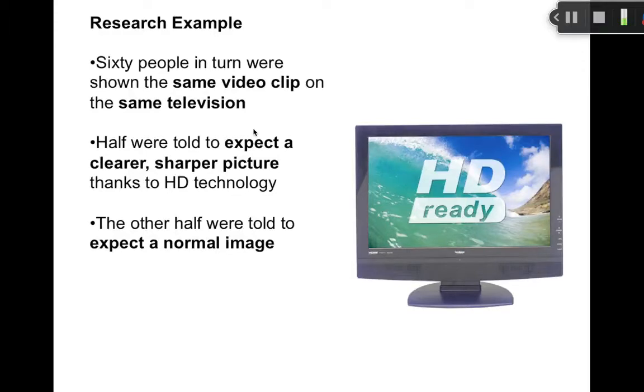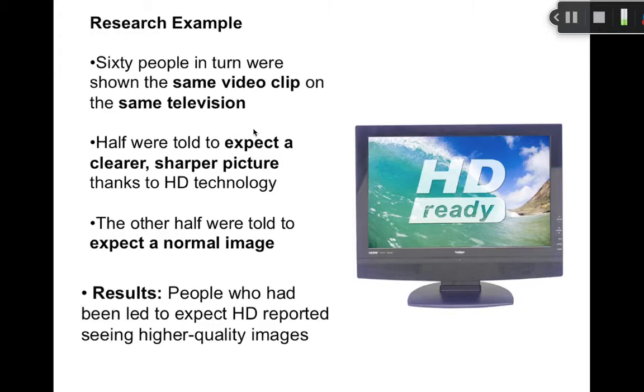So here's a research example of perceptual set. 60 people in turn were shown the same video clip on the same television. Half of them were told to expect a clearer, sharper picture thanks to high-definition technology. The other half were told to expect a normal image. What do you expect the outcome of this study was? Well, the results were that people who had been led to expect a high-def image reported seeing higher quality images.